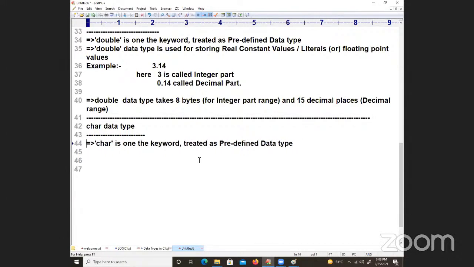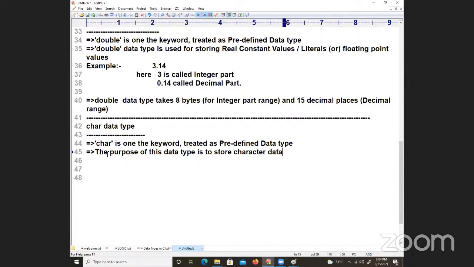Char is one of the keywords, treated as what? A predefined data type. What is the purpose of this data type? Always we need to learn the purpose. The purpose of this data type is to store character data. Now I am writing the purpose of this data type: to store character data.